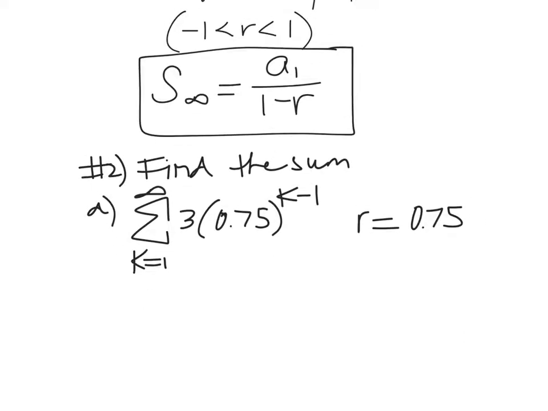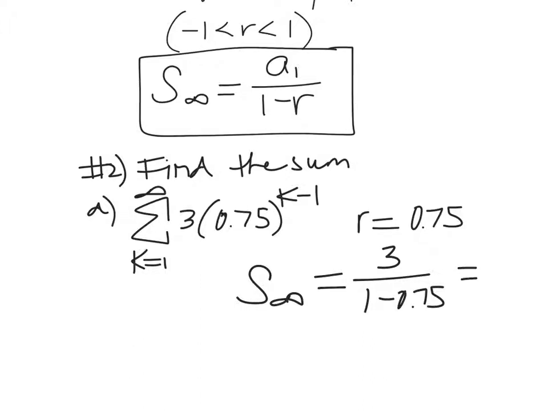Okay, so here we go. We're going to find the sum of the infinite amount of numbers for this using our formula. So we're going to do a sub 1. A sub 1 is always to plug the number in down here, plug it in. It starts at k equals 1. So I get 0.75 to the 0, which is 1, times 3. So a sub 1 is 3 over 1 minus 0.7.